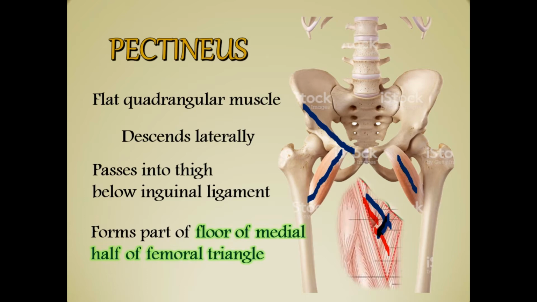So the medial half, not completely medial half, but part of the medial half. So this is the pectineus muscle, and down is the adductor longus muscle. So the medial half is partly formed by the adductor longus and partly formed by the pectineus muscle.